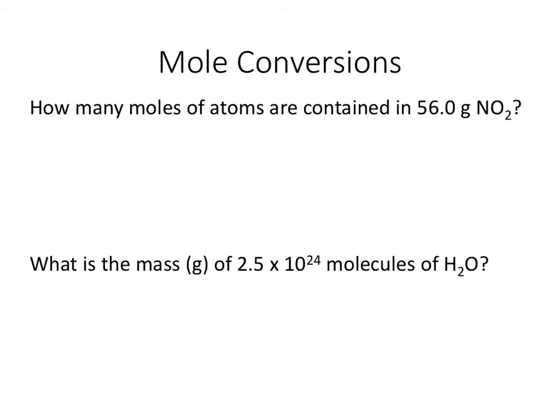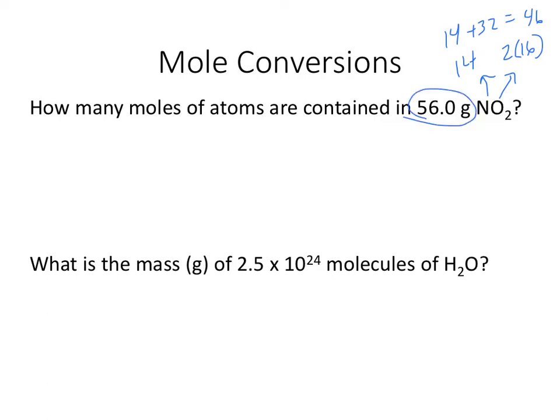Okay, so next, how many moles of atoms are contained in 56 grams of NO2? So the first thing I want is the molar mass off the periodic table. Nitrogen has a mass of 14, and oxygen has a mass of 16 times 2 because there are 2 of them. So 14 plus 32 is 46. So the mass of NO2 is 46.